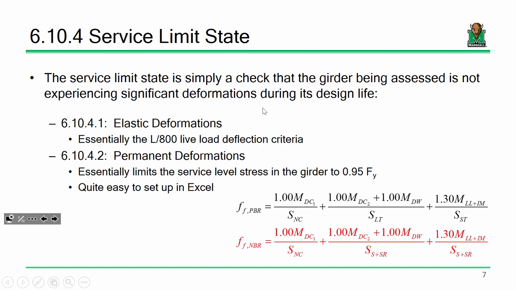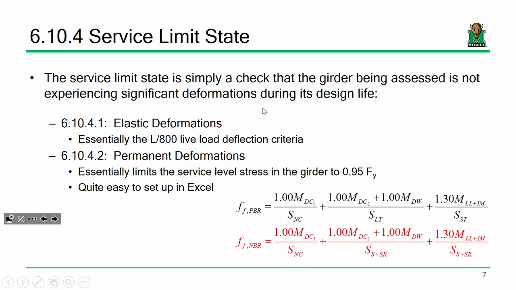Now, when we look at strength limit states, that's where we're actually factoring, the 1.25 times DC, the 1.75 times live load, et cetera. That's when we're using ultimate loads and ultimate capacities. This service limit state check is just to ensure that we don't get too much permanent deformation.